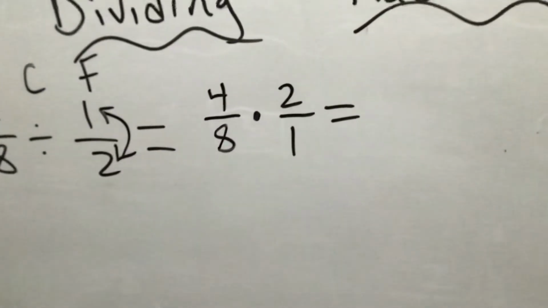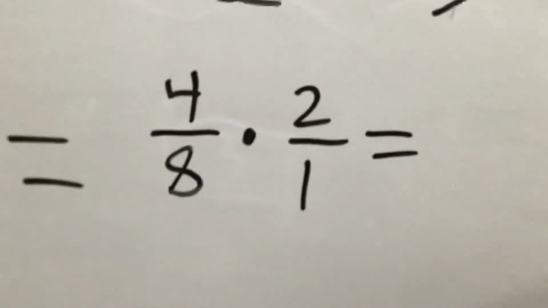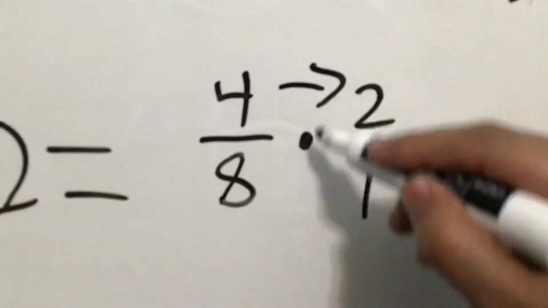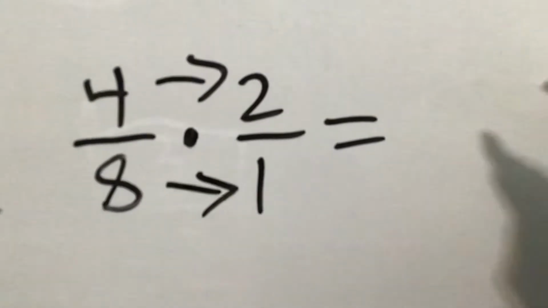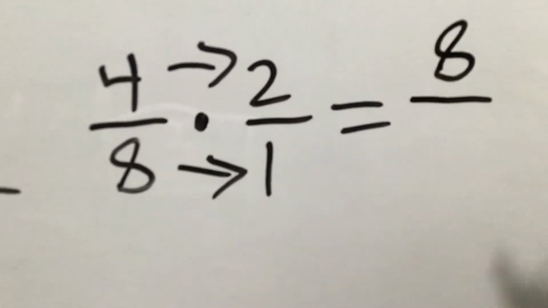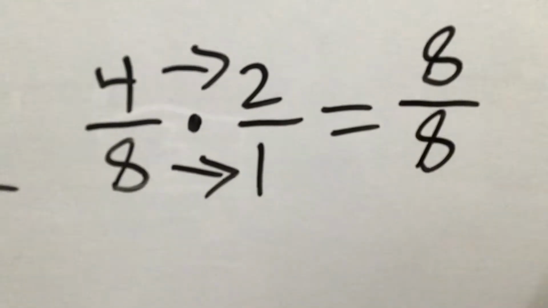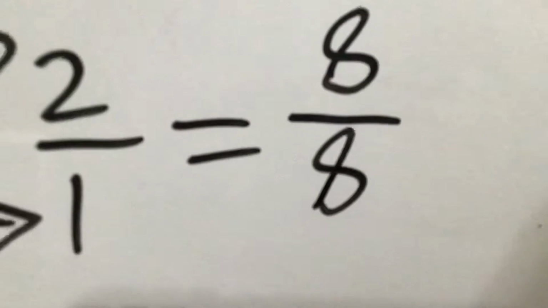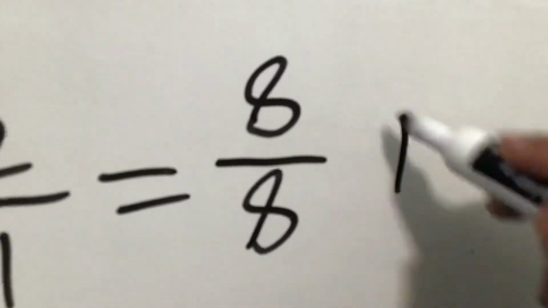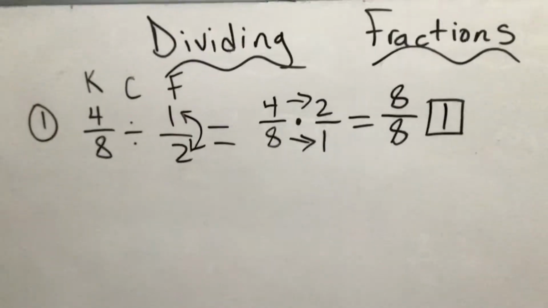And now it turns into a multiplication problem, which now we know numerator with numerator and denominator with denominator. So 4 times 2 will be 8. 8 times 1 will be 8. So 8 divided by 8 will give you an equivalent of 1. So 1 is your answer for question number 1.